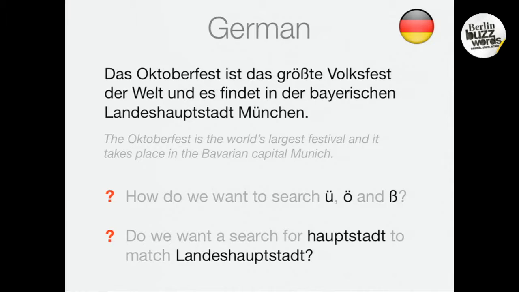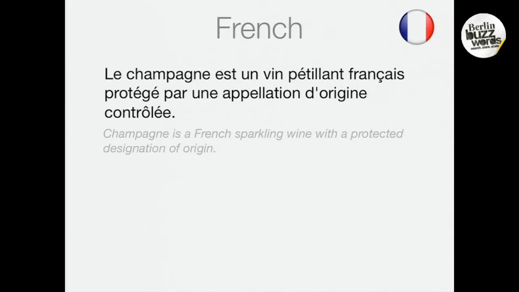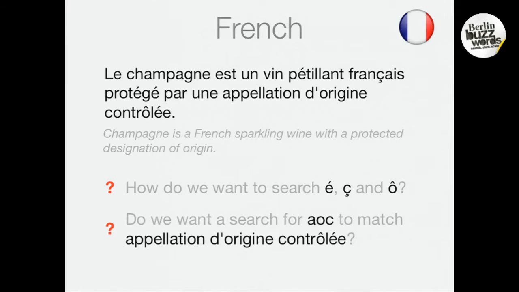But French. We again have these characters that we need to deal with. Do we want to normalize them to allow people not so familiar with French to get good search results, or get any search results? And how do we want to search? Do we want to search for AOC to match Appellation d'origine contrôlée, which is how it's usually abbreviated?